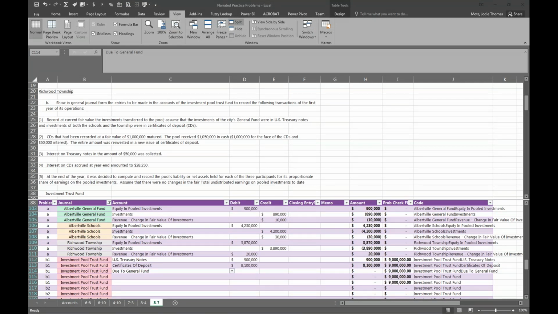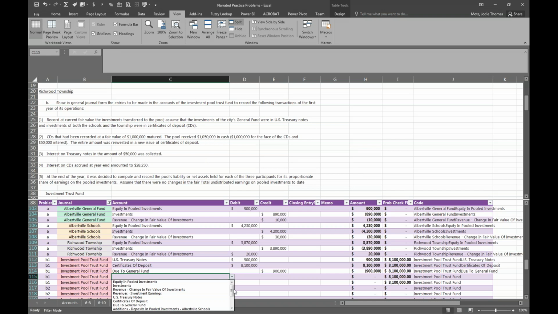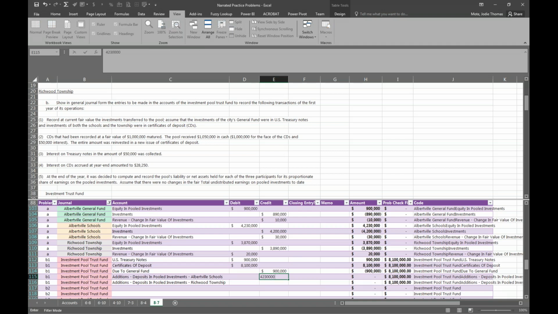We've recorded our two assets there, our two investments. So now let's record our credits here. So $900,000 is a liability due to the general fund, and this account is kind of like an increase in net assets type account. Additions, deposits. So we're going to have a few different types of accounts, all that start with additions. Okay. Additions Albertville Schools, and additions for deposits for Richwood Township. And that's $4.23 million. And this is 3870.